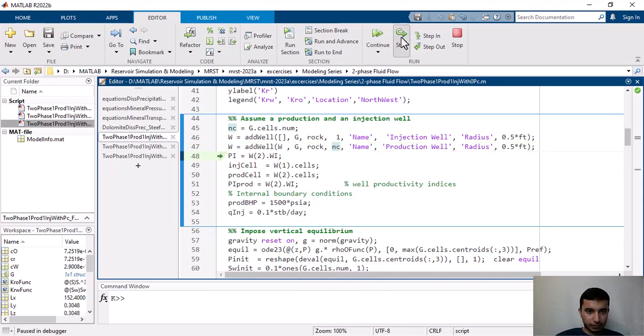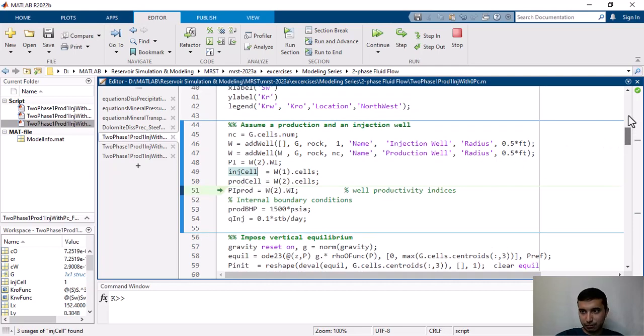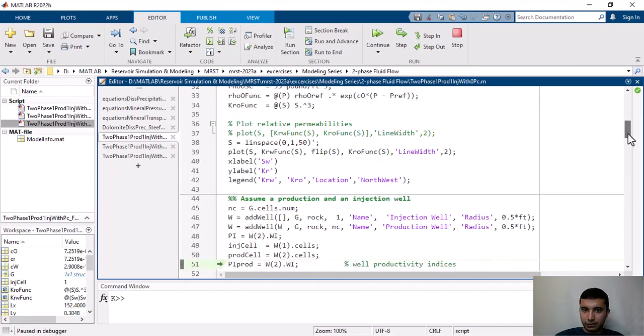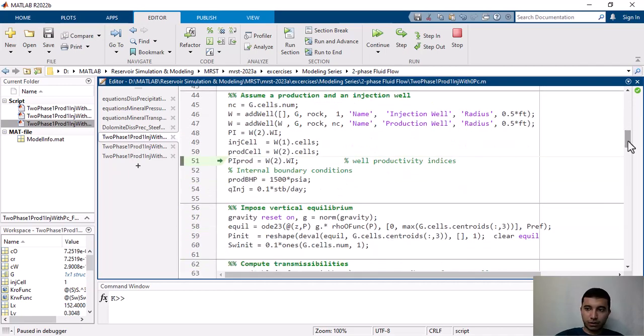Let's see what numbers they are. This is 1, and this is the last cell. We have a total number of 100 cells in the model, as you see. And so the last cell of the model has an index of 100.